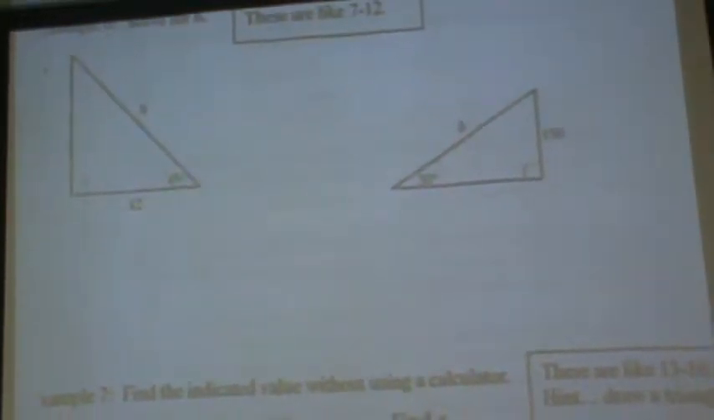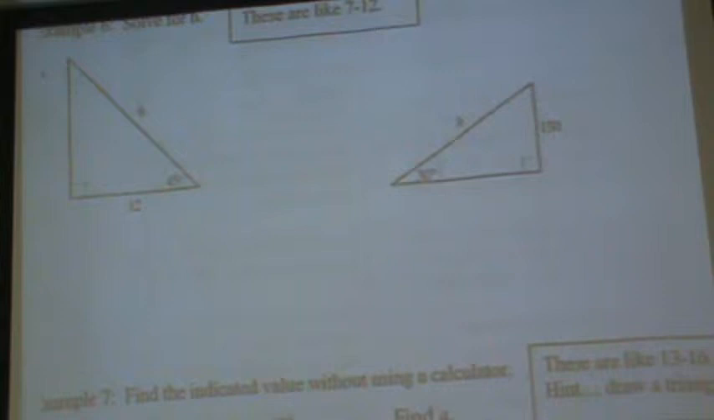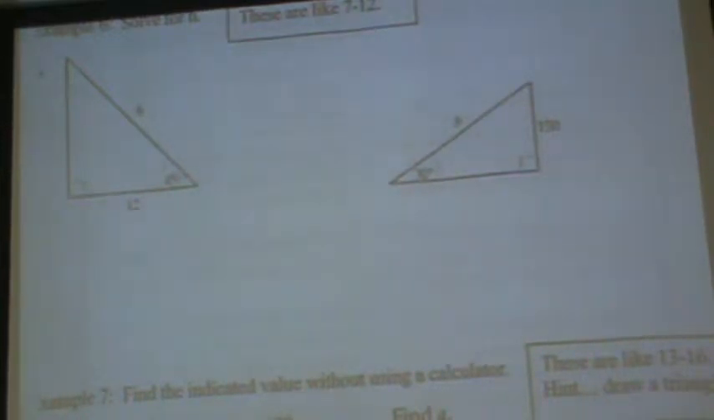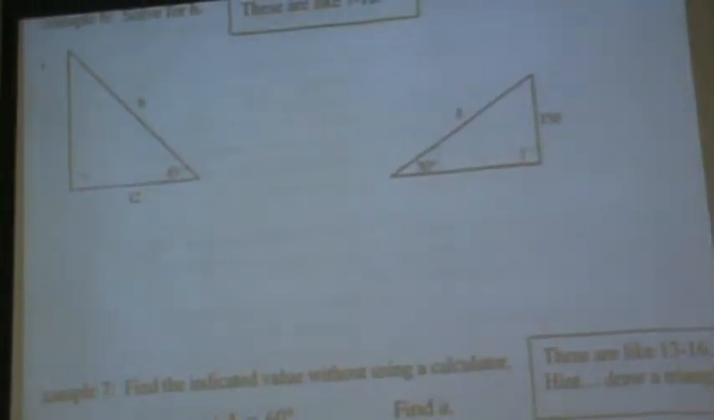Now, example 6. Example 6 is going back to your 45, 45, 90, your 30, 60, 90. And we are asked to find H. So in the first one, we're given that one of our legs is 12, and we're looking for our hypotenuse. So what is our hypotenuse? 12 root 2, because this is just a multiple of 12 on our original triangle.